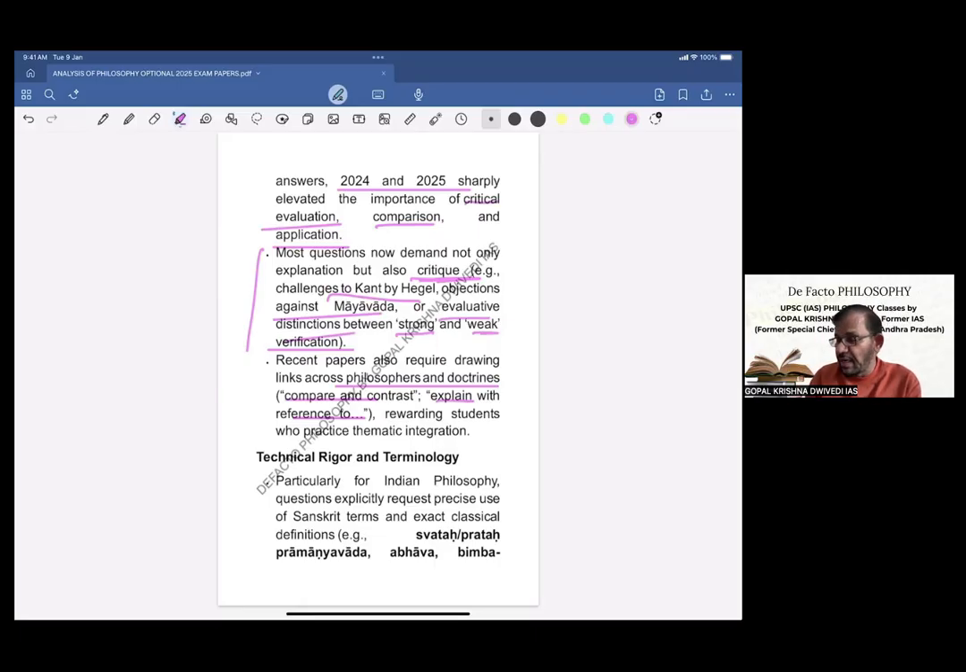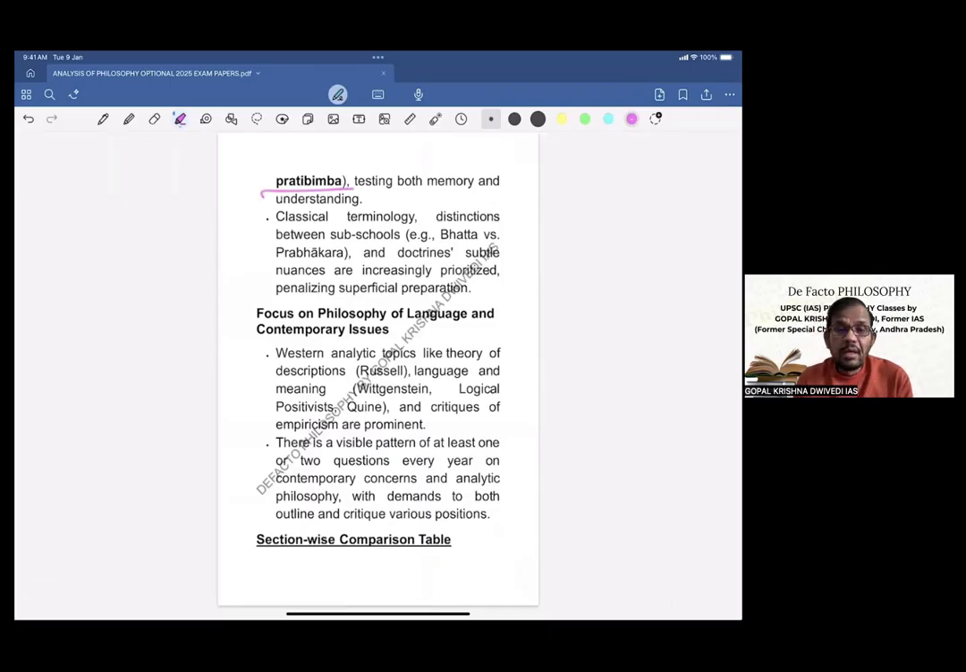Then, particularly in Indian philosophy, questions explicitly request precise use of Sanskrit terms and exact classical definitions. So this is again another elevation of the question paper. Normally you study these, but you try to answer on some topic and take a part of it. Here those things have been asked directly. For example, Swata Pramanavad, Parata Pramanavad, Abhav, Bimba Pratibimbavad. This tests both memory and understanding.